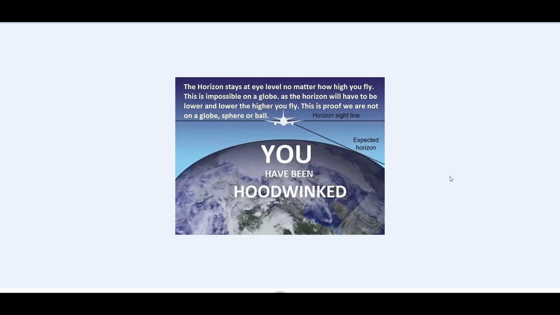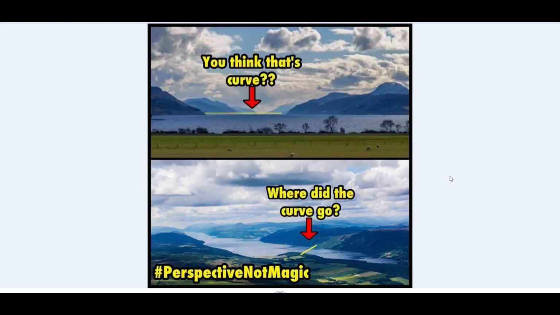As you can see, there's the plane and the spinning ball Earth with curved water, and the horizon sight line, the expected horizon. You think that's the curve as you look into the distance, and then you go up with a helicopter, a plane, a drone. Where did the curve go? It's perspective. It's not magic. It's not illusion. This is pure science. It's the law of perspective. As you can see, that line corresponds to the distance between the two areas on each side of the river.